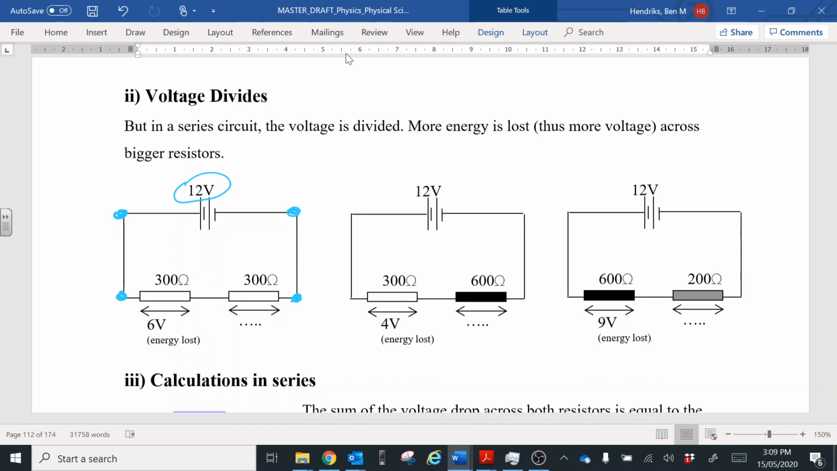If we look across at these points here, let's say we went there and there, see how it says here, there's an energy drop of 6 volts. Okay, so if there's an energy drop of 6 volts from here to here, and there's a total drop or difference of 12 volts there, then there must also be a difference of 6 volts across here. Alright, so 6 volts plus 6 volts is equal to 12 volts.